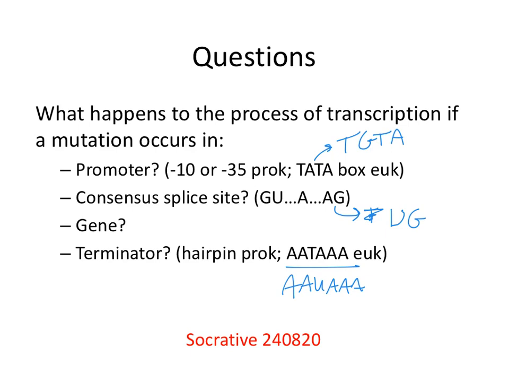So because the cell knows where to start, knows where to splice, knows where to stop transcription, it's all based on DNA sequences. So mutation can have severe effects on all of these processes. Initiation of transcription, splicing, poly-A tailing, termination.